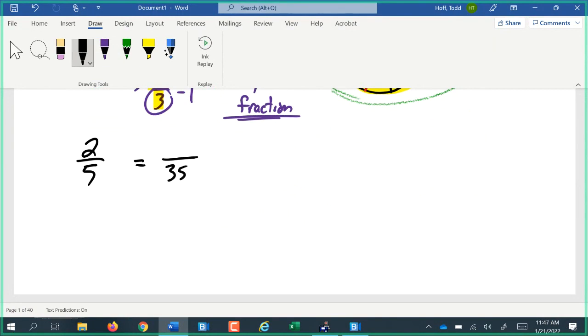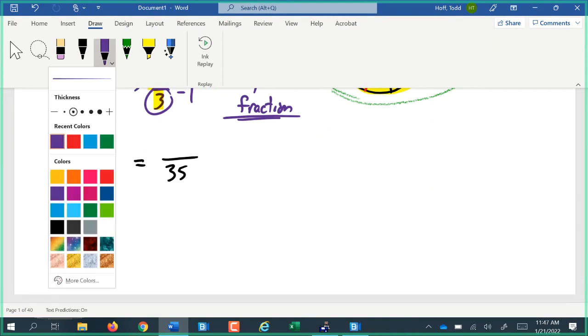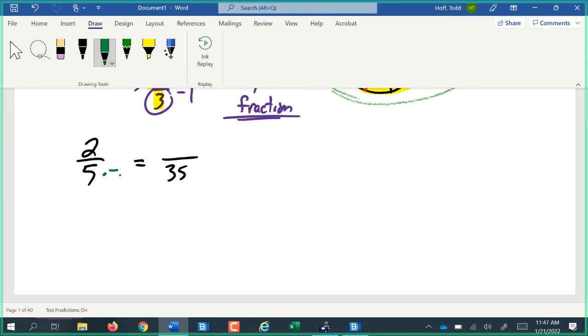We have to look at this and ask, what do we multiply 5 by to get 35? Of course, that's 7. And we multiply the numerator by the same amount, 7. Again, what we're really doing here is multiplying by 7/7, or 1. And of course, that comes out to be 14/35. 14/35 is the exact same value as 2/5. And on the other side, we need to be able to go the other way.